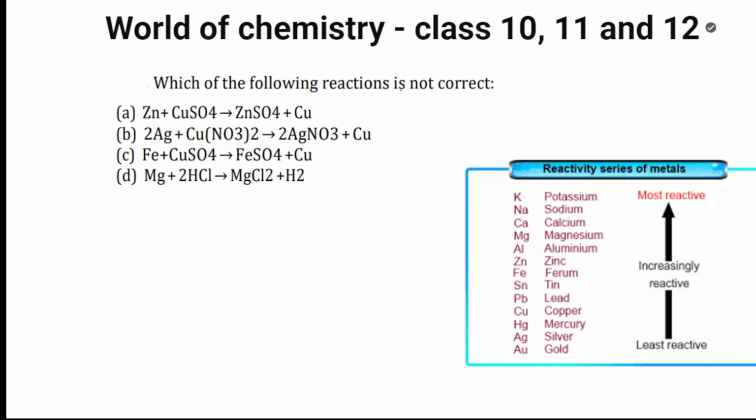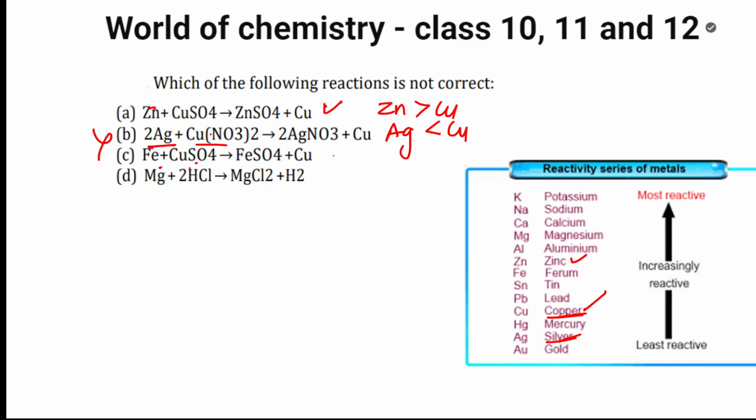Which of the following reactions is not correct? Now see here: zinc plus copper. Zinc is more reactive than copper. Yes, it is correct because zinc is more reactive. It can displace. Silver and copper. Where is silver? Copper is here, silver is here. This is wrong, no? Silver is less reactive than copper. So the statement is wrong.